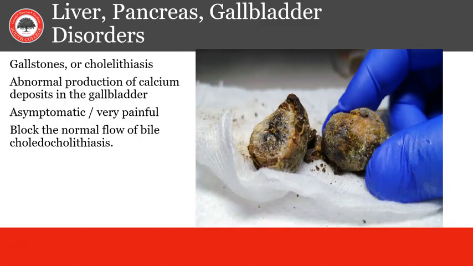Gallstones or cholelithiasis are the production of hard stone-like deposits in the gallbladder. These can be very painful, especially if they leave the gallbladder and enter the common bile duct. This can cause jaundice or yellowing of the skin due to the buildup of bilirubin in the tissues. If this occurs, it's called cholelithiasis.